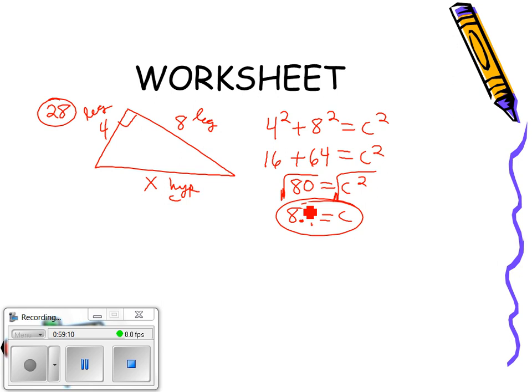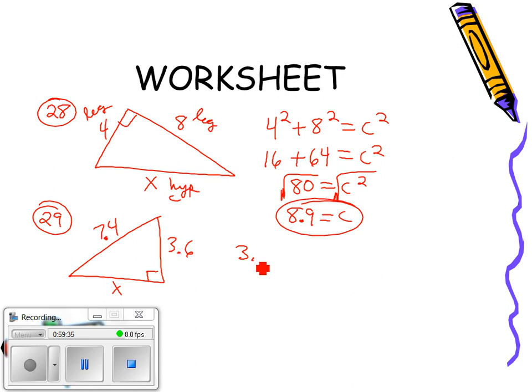Let's find one where we're looking for a leg. Well, we'll just go right to 29. They give us this triangle. This is our right angle. It tells us the hypotenuse this time is 7.4. That leg is X, that leg's 3.6. So it's going to be 3.6 squared plus X squared equals 7.4 squared.